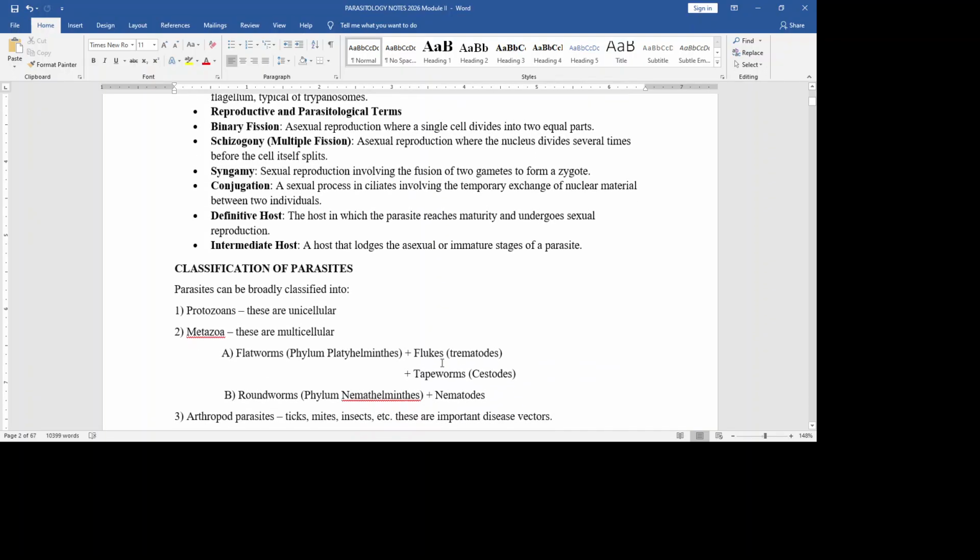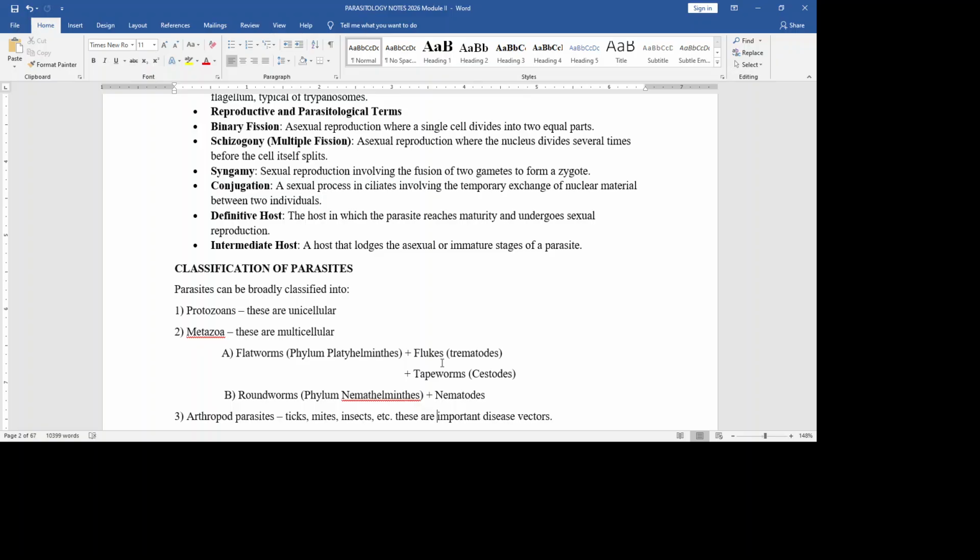Now, under classification of the protozoa, it would be wise if we started with the general classification of parasites. And so parasites are broadly classified into the unicellular and the multicellular eukaryotes. And under protozoans, we have 4 classes.